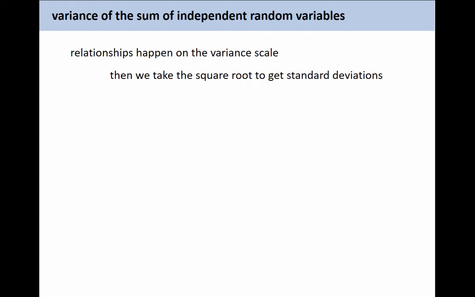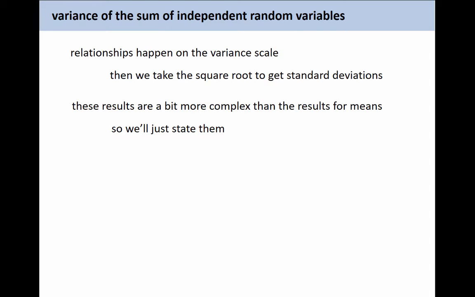We're also going to need information about the variance of the sum of independent random variables. Remember from section 3 in the reader and our previous work, the relationships happen on the variance scale. So we're going to have to do our calculations on the variance scale and then take square roots to get standard deviations. Now, the results are a bit more complex for variances and standard deviations than for means, so we're just going to state them.